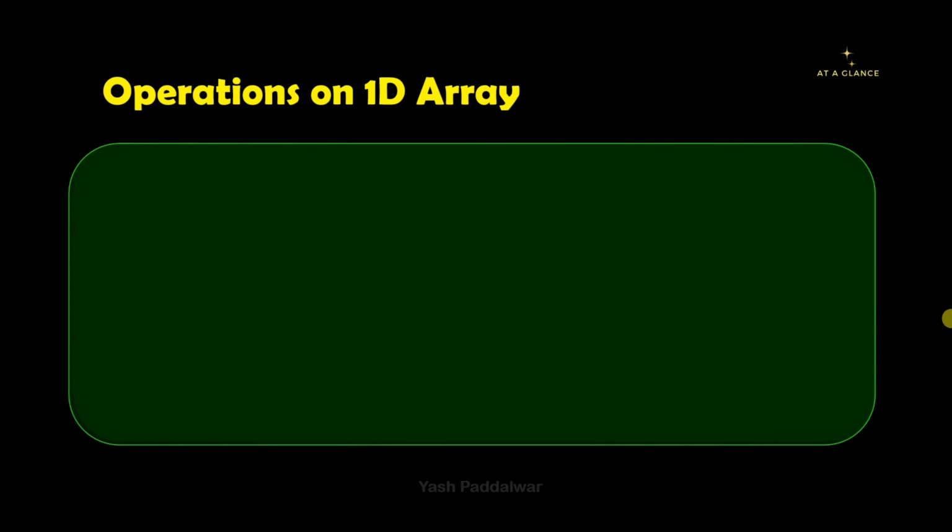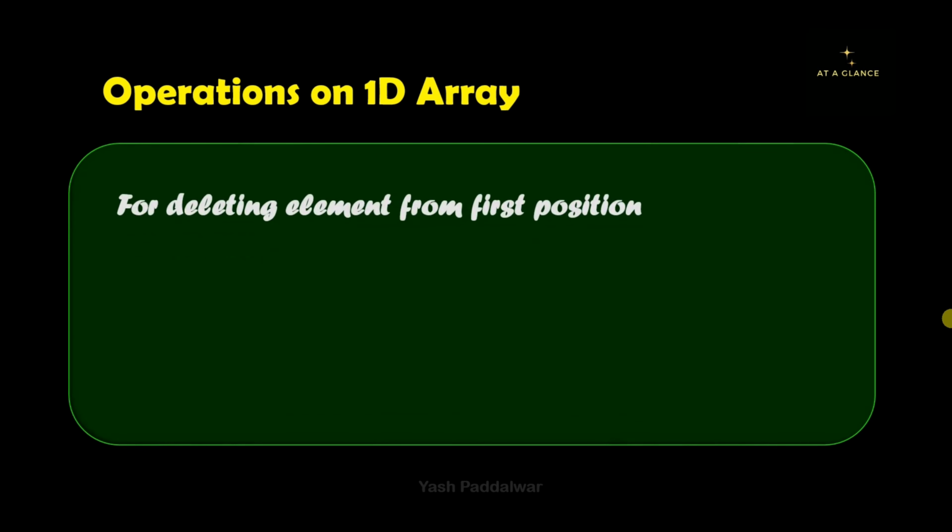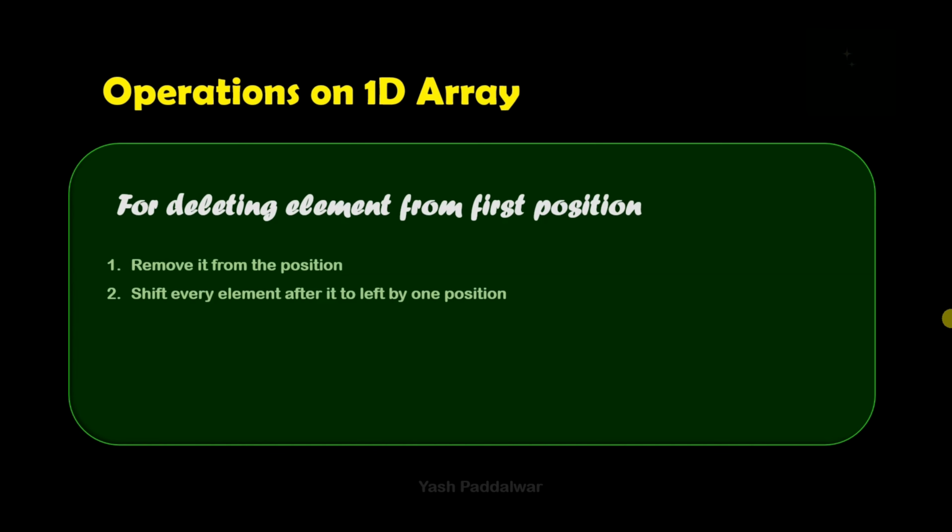Now you need to remember the process of deleting the element which is located at the first position. So here are the steps. First we need to remove it from the position. So whatever element is located at the first position, we need to remove it and empty the space which is located at the first position. Next, we need to shift every element after it to the left by 1. So you can see that if the array is very large, we need to perform very high computation because we need to shift every right side element to its left by 1.